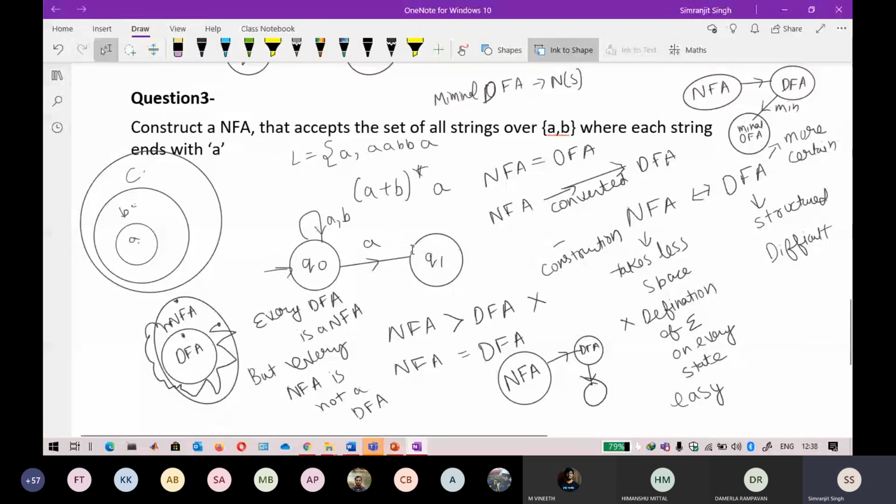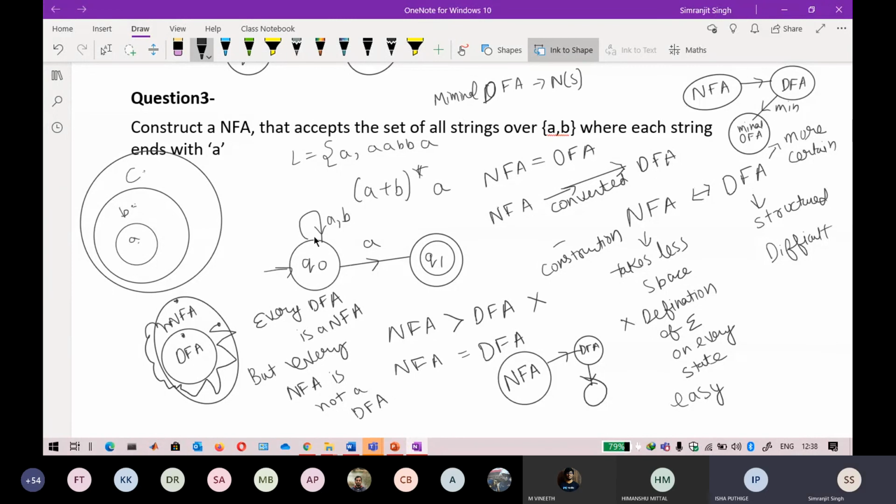Yes, sir, please. Actually, I'm not understanding one thing: in the NFA, when we put a self loop on Q0 for both A and B, suppose the input is a single A, it will stop on Q0, and since the input is only A, Q0 will be a dead state and it will not accept it. Yes, you are absolutely right.